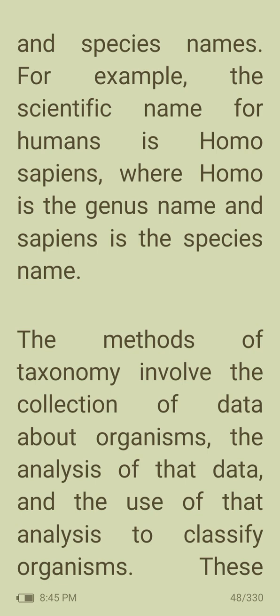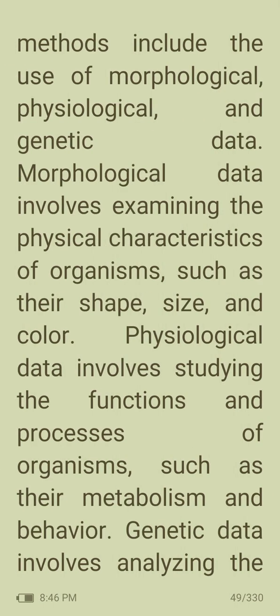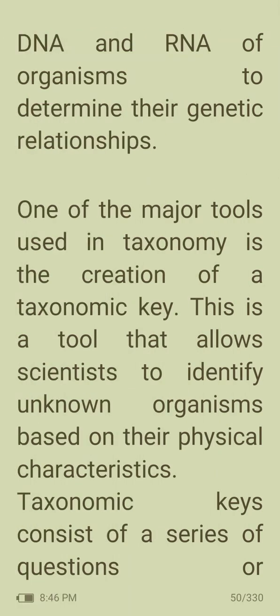The methods of taxonomy involve the collection of data about organisms, the analysis of that data, and the use of that analysis to classify organisms. These methods include the use of morphological, physiological, and genetic data. Morphological data involves examining the physical characteristics of organisms such as their shape, size, and color. Physiological data involves studying the functions and processes of organisms such as their metabolism and behavior. Genetic data involves analyzing the DNA and RNA of organisms to determine their genetic relationships.